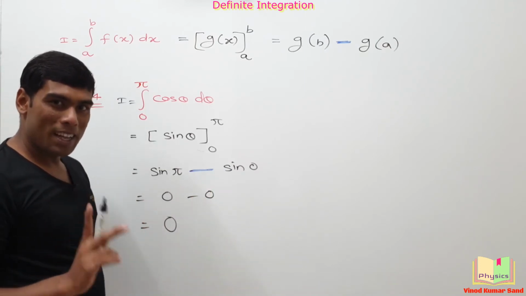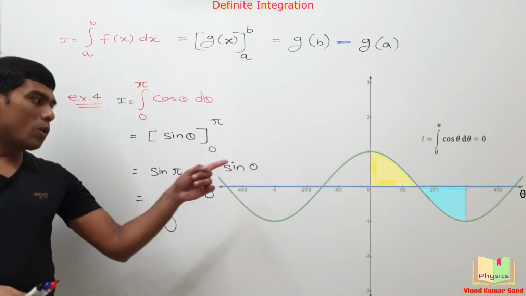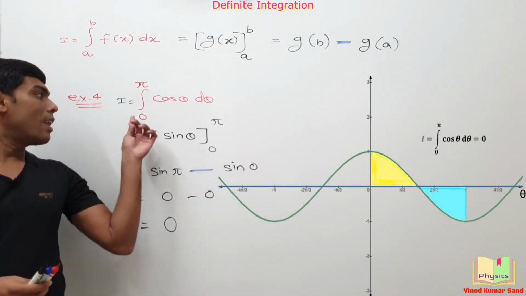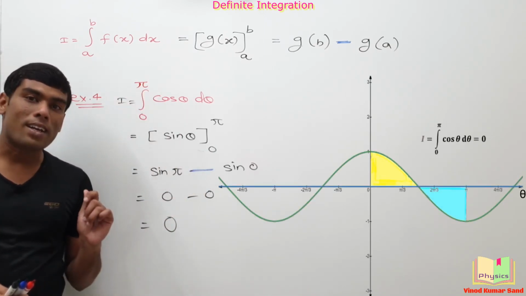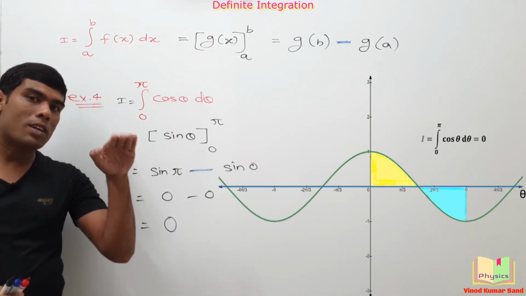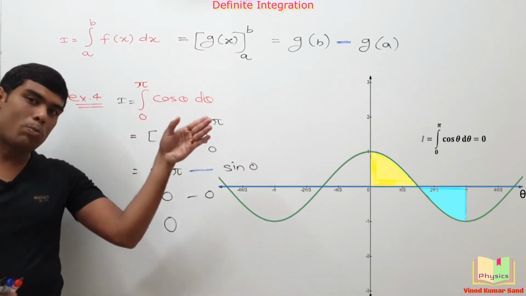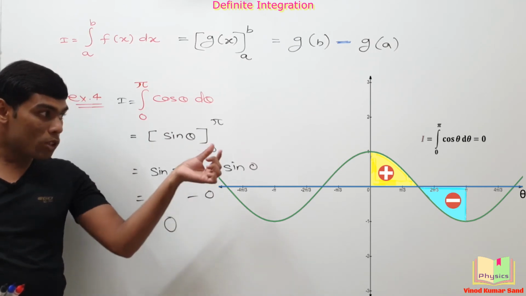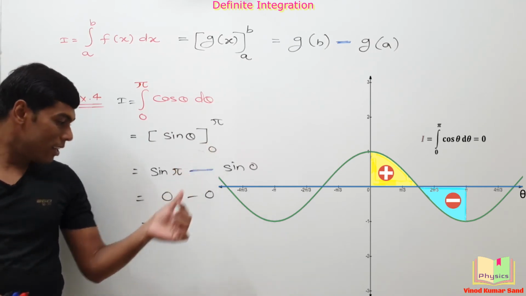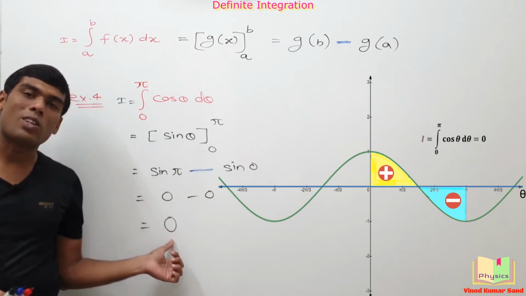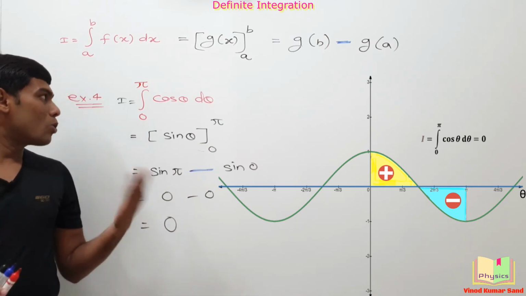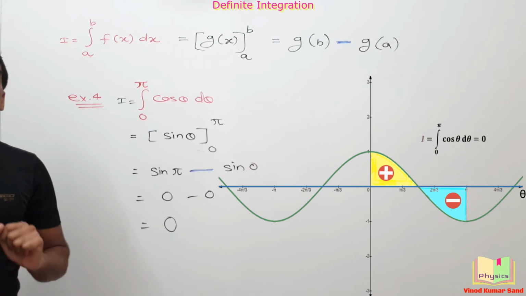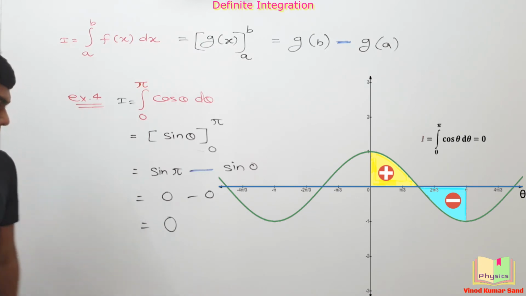I hope you got that answer. And if you look at this diagram in the limit 0 to pi radian, then area above the theta axis is taken as positive and area below the theta axis has been taken as negative. So the total summation of the area will come out to be 0. Okay, note it down. Then we'll be taking up example number 5.